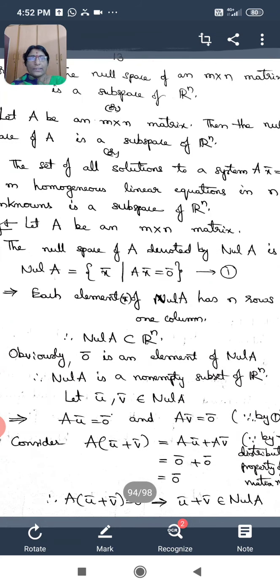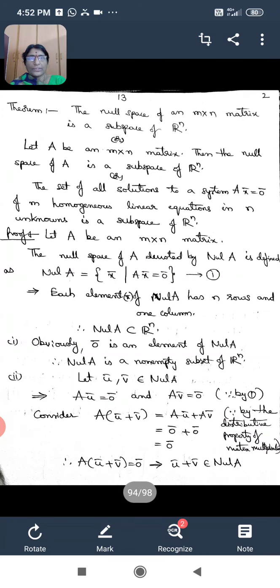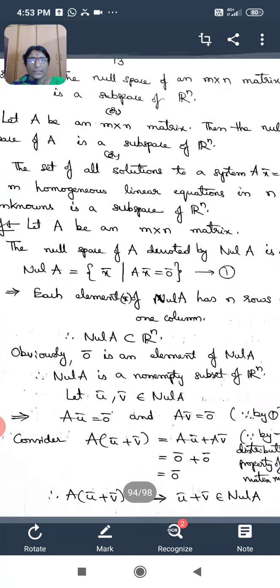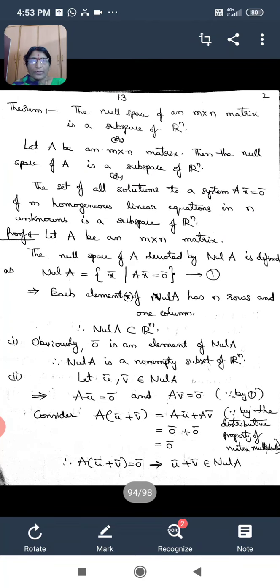Okay, recall the term null space, which we have gone through the definition of in the previous video lessons. We have seen that it is an important concept in the study of linear algebra. Now let us prove a theorem based on the null space. This theorem states that the null space of an m by n matrix is a subspace of Rn.